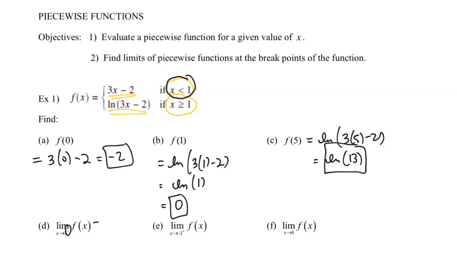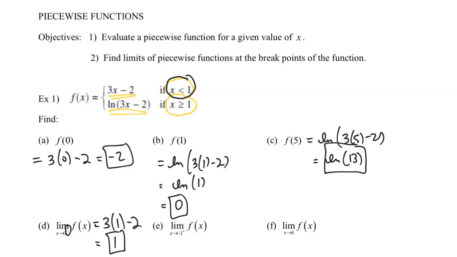And so what branch are we going to use if we want numbers that are smaller than 1? That's going to be the first function, the 3x minus 2. And so I'm going to plug in 1, but the superscript tells me which of the branches to plug into. So 3 times 1 minus 2 is equal to 1.